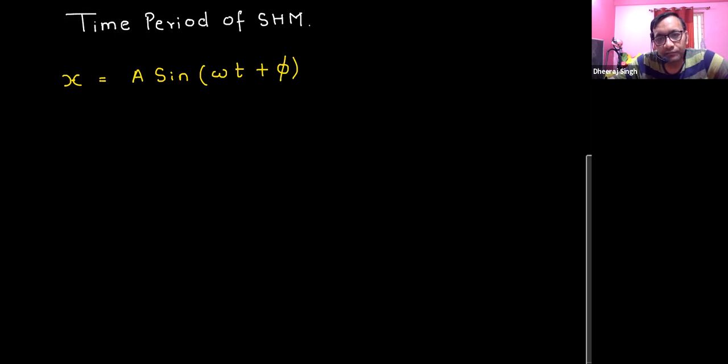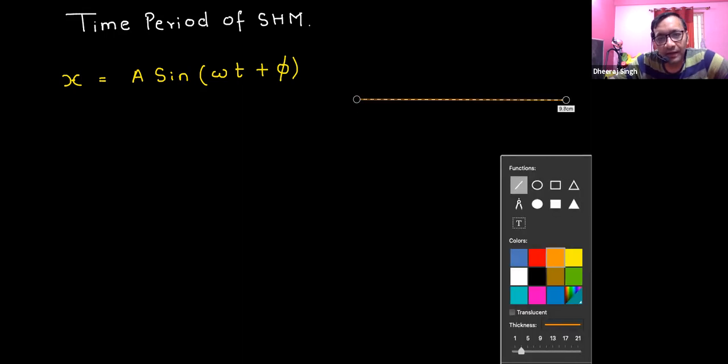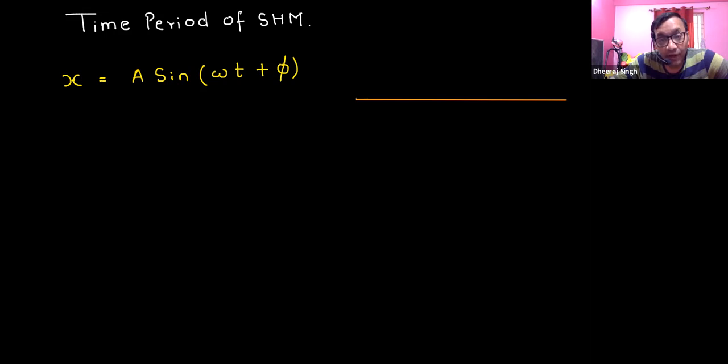Okay. So if X is equal to A sine omega t plus phi, using this equation, can you find out the time period of SHM? All of you? The hint is X should repeat for every value of time. Okay, this is the graph of X and t. All right, so time period is what?